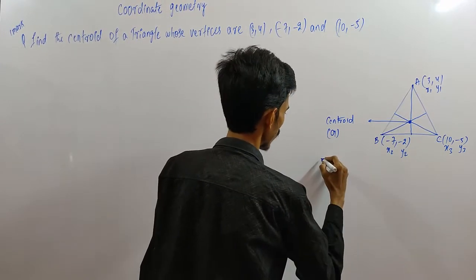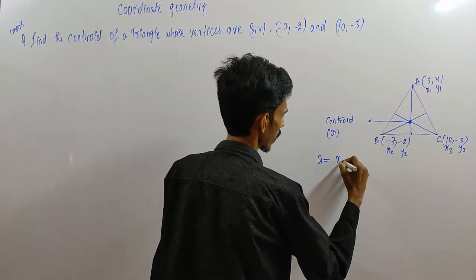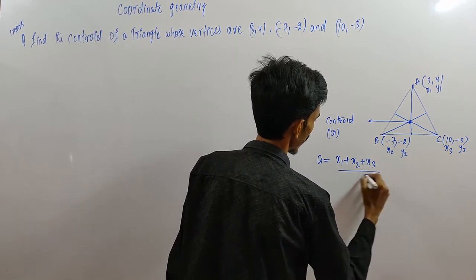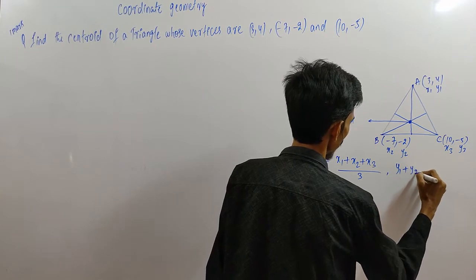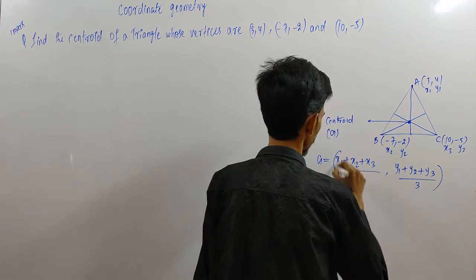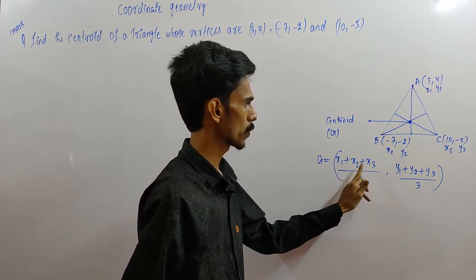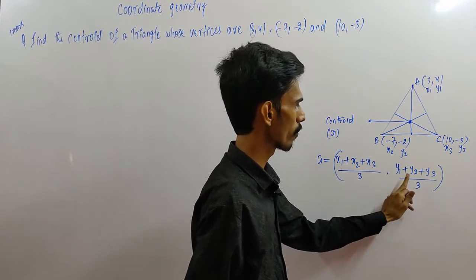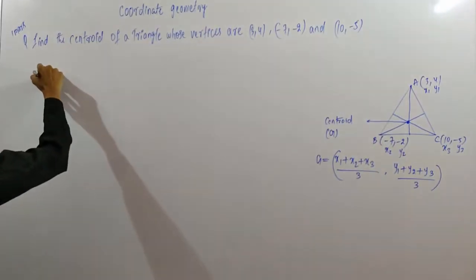We know this centroid G is ((x1 plus x2 plus x3) divided by 3, (y1 plus y2 plus y3) divided by 3). This is the formula for centroid G: the sum of x coordinates by 3, the sum of y coordinates by 3. Now let us solve this question.